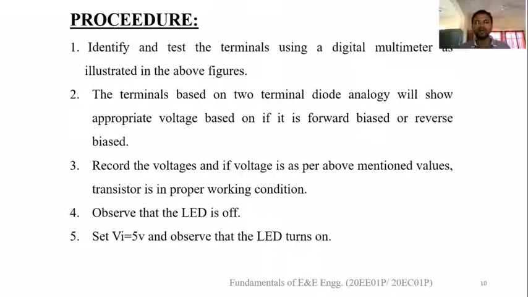Once you set the input voltage, that is VI or VBE, the base-emitter voltage, equal to 5 volts, you can observe that the LED turns on. So these are the 5 points, the procedure of this experiment.